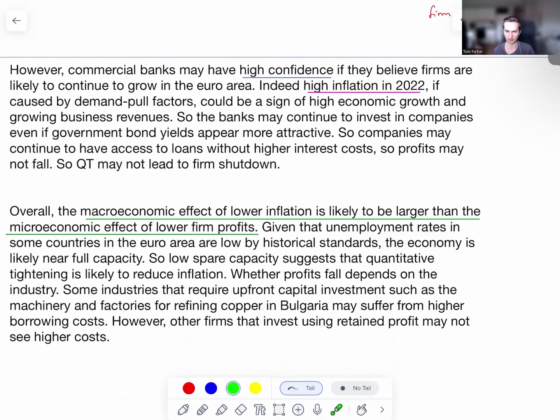Whether profits fall may depend on the industry, so maybe it's a weaker effect in that sense. Some industries may require upfront capital investment, such as machinery and factories for refining copper in Bulgaria. That's the example of the firm we had in the extract. But other firms may invest using retained profit and may not see higher costs as a result of borrowing.